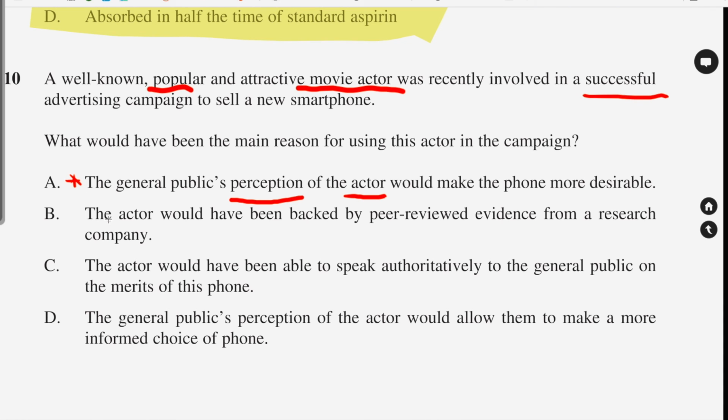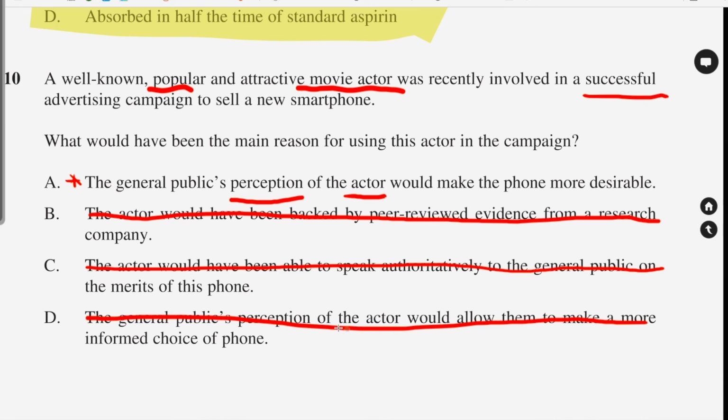Let's have a look here. B. Actor would have been backed by peer-reviewed evidence. Peer-reviewed evidence doesn't say that. And generally, there's not many actors out there who are doing peer-reviewed studies. The actor would have been able to speak authoritatively to the general public on the merits of this phone. We don't know that. There's nothing there to tell us that. General public's perception of the actor would allow them to make a more informed choice of the phone. There's nothing there about informed choice. It's just saying that there was an actor that was well known and attractive and all that.